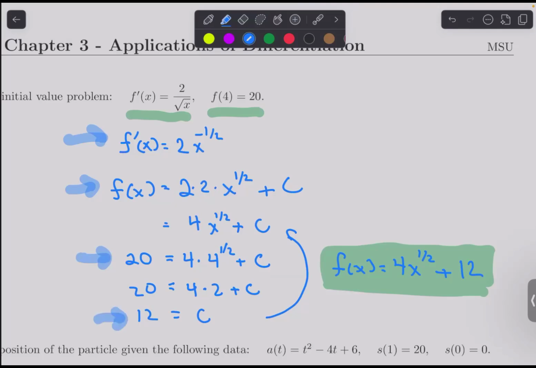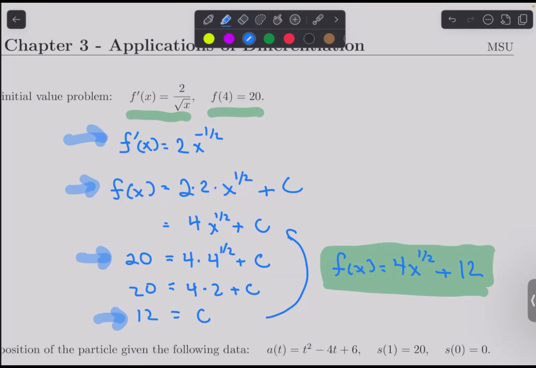So of course the 4 to the 1/2 power, that's the same thing as the square root of 4, that's 2. 4 times 2 is 8. Subtract that off of 20, that gives me the 12. So after all that, plugging that back in for my final answer, that's how I got this f of x.